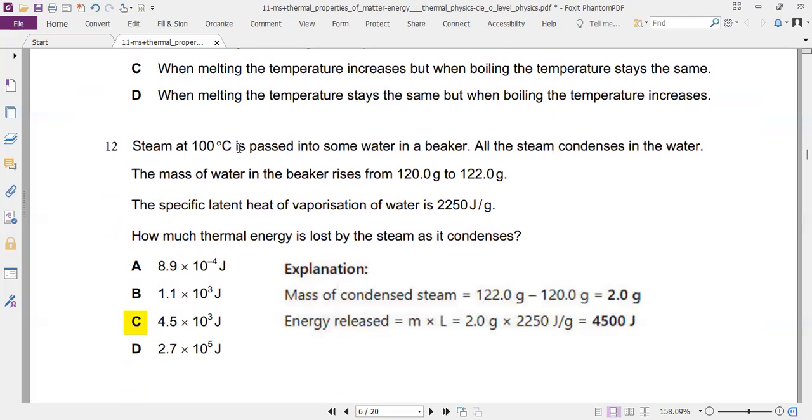So we have steam at 100 passed into some water in a beaker. Steam condenses in the water. The mass is given and the temperature rises to this much. Latent heat of vaporization is given. So how much thermal energy is lost by the steam? Well, first of all, the mass is 2 grams. So put this in the latent heat formula. That gives you the energy.